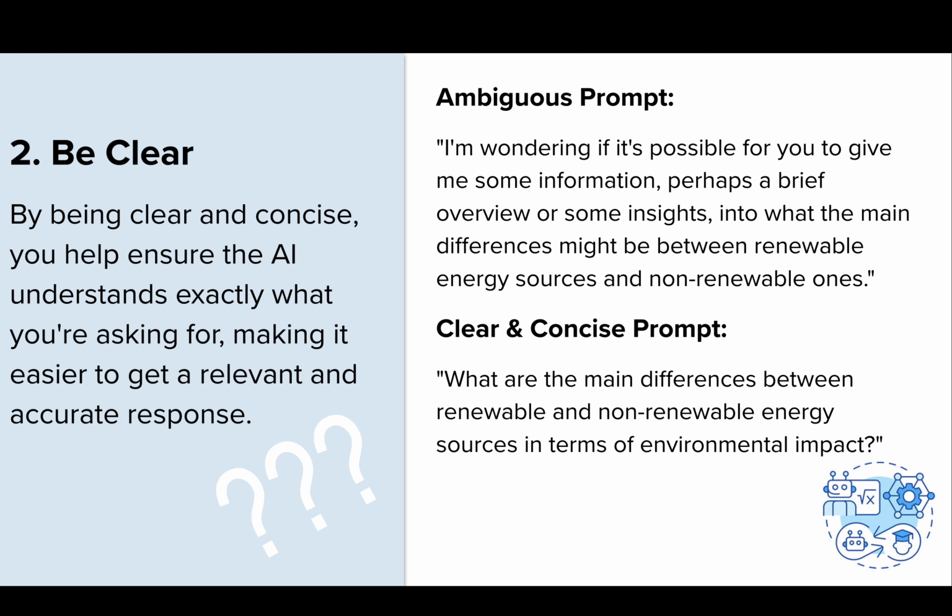In addition to being specific, you want to be clear. By being clear and concise, you help ensure the AI tool understands exactly what you're looking for, and you will in turn get a more relevant and accurate response. If we look at the 2 prompts on the right, we can see the top prompt is very ambiguous. It's verbose, somewhat indirect, includes multiple requests, which can make it harder for the AI tool to identify the main question and relevant details. Compare it with the clear, crisp, concise prompt below.